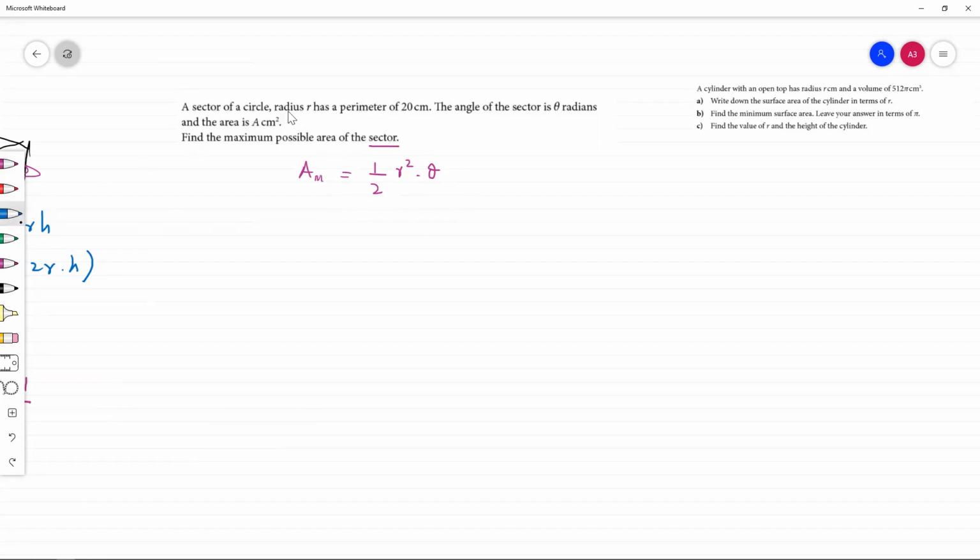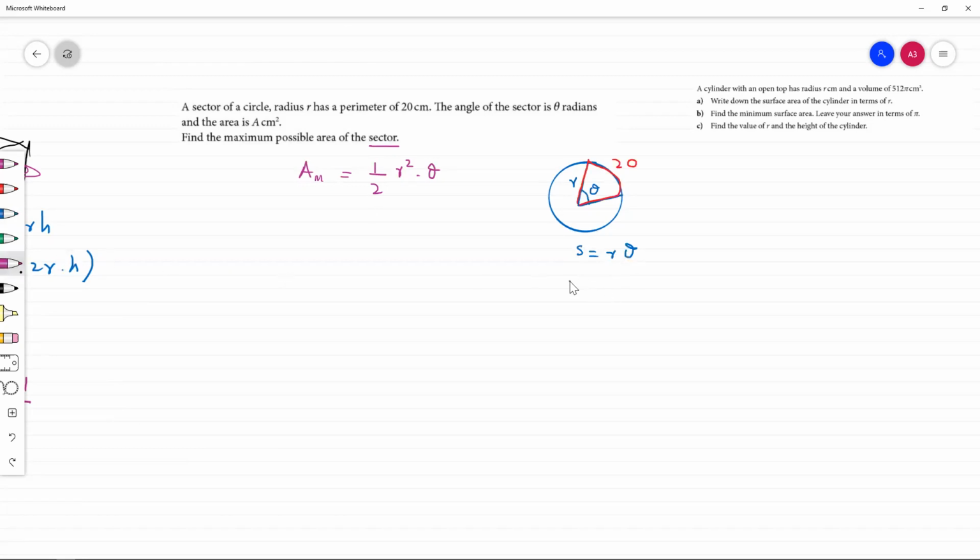So the sector of a circle has radius r and perimeter 20. First draw a circle, then a sector whose perimeter is 20 and radius is r. This is angle theta. And the perimeter, this entire length, is 20. So the angle of the sector is theta radian and the area is A. So how can we write the arc length? S is equal to r theta.